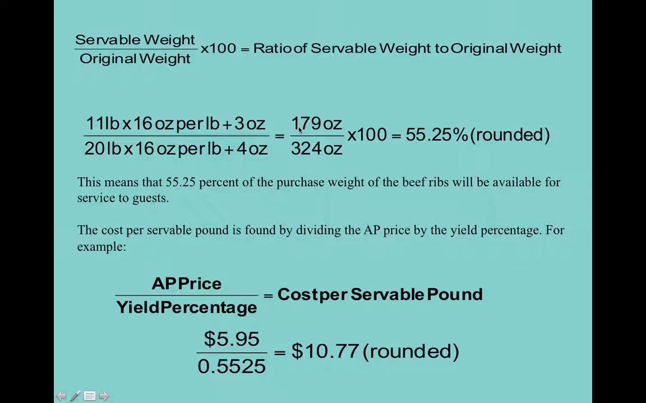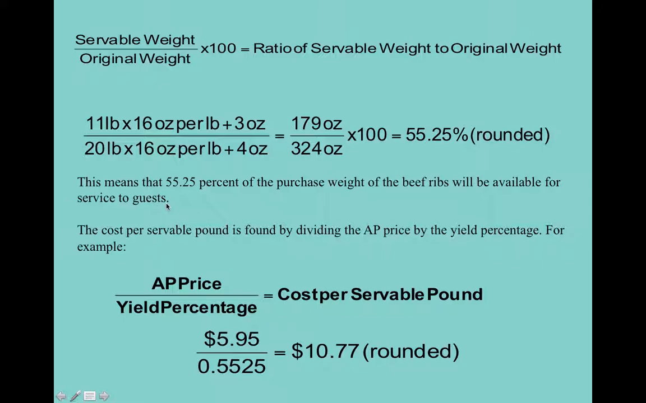So we have 179 ounces divided by 324 ounces. We multiply it by 100, and that's where we got our ratio of servable weight to original weight. Here's servable to original as 55%. So that means that 55.25% of the purchase weight of the beef ribs would be available for service to guests.